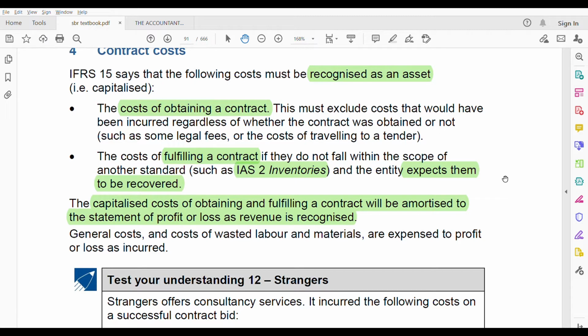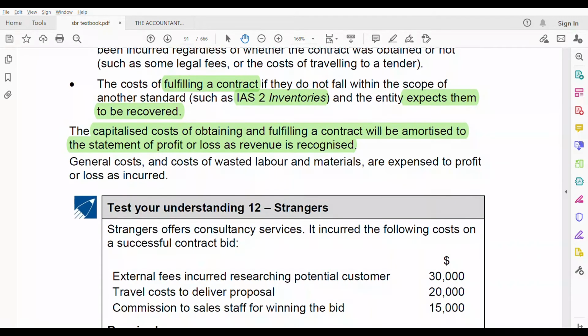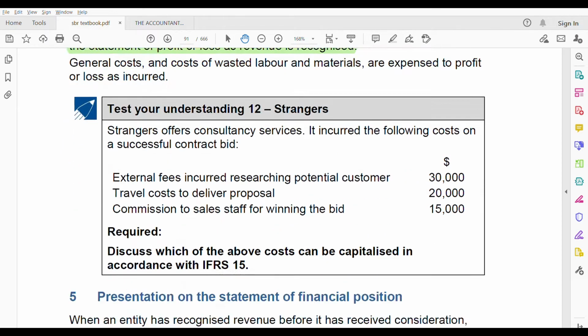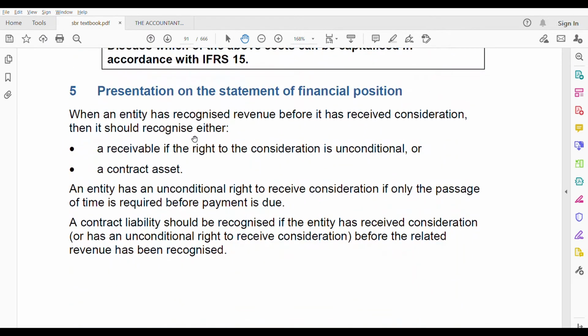Contract cost includes two types of cost: cost of obtaining a contract and cost of fulfilling a contract. It will be amortized as revenue is recognized. When you recognize the revenue, at that time you amortize this also. General costs and costs of wasted labor and materials are expensed to profit and loss as incurred. Now let us go to the presentation on the statement of financial position. How do you present it?